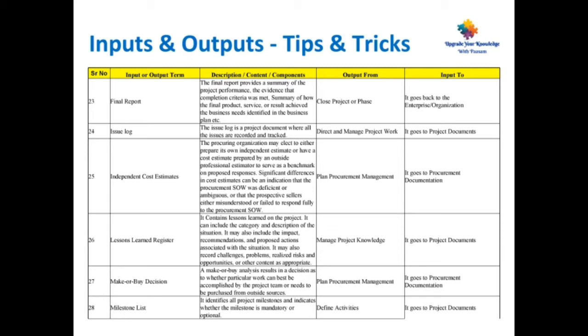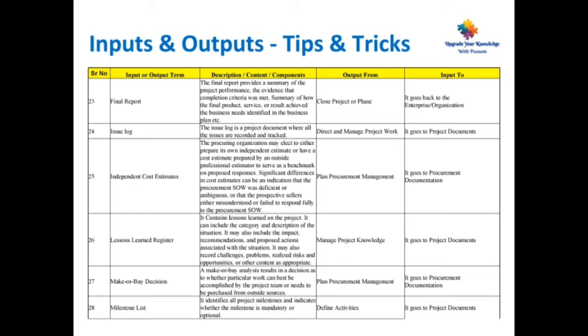Point number 25, independent cost estimates. The procuring organization may elect to either prepare its own independent estimate or have a cost estimate prepared by an outside professional estimator to serve as a benchmark on proposed responses. Significant differences in cost estimates can be an indication that the procurement scope of work was deficient or ambiguous, or that the prospective sellers either misunderstood or failed to respond fully to the procurement scope of work. This is the output from plan procurement management. It goes to project documentation.